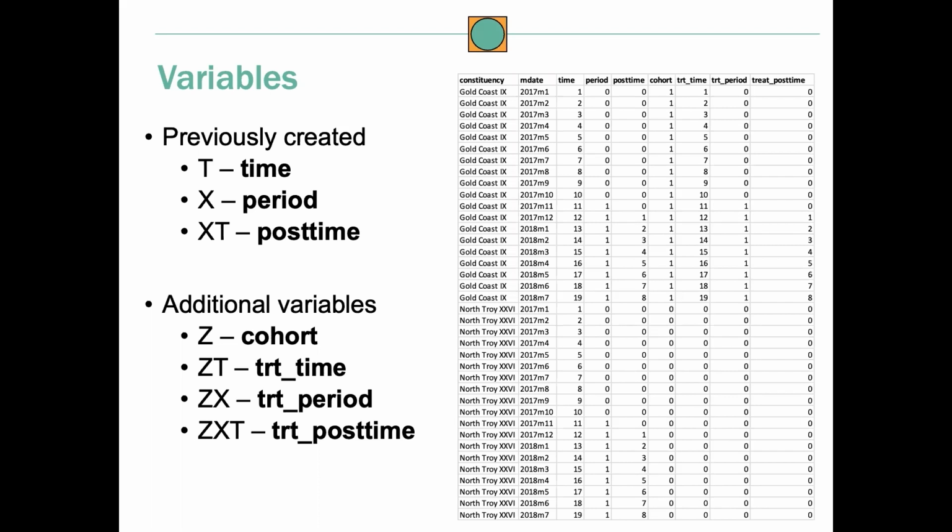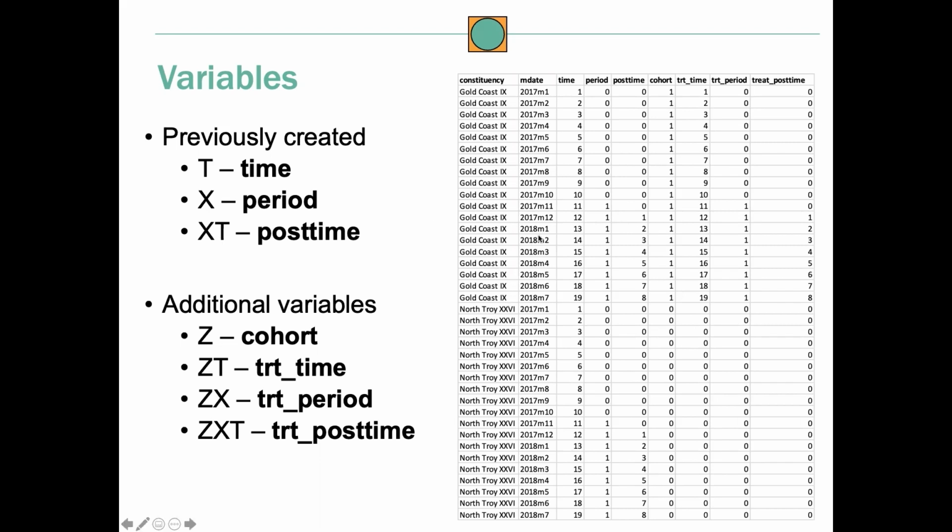Alternatively, you can create a time variable that counts the number of observations, and we're going to do this, where each month will be an observation. We're also going to create the period and post time variable. These first three we've mentioned have been created previously when we did our single group interrupted time series. In the multiple group interrupted time series, we're going to create an additional 4 variables. The cohort variable, which is Z, the Z T, which we'll call treat time, or TRT for short of treatment. X T, the variable name is going to be treat period, TRT period. Z X T will be TRT post time, indicating that these variables are for the treatment group.